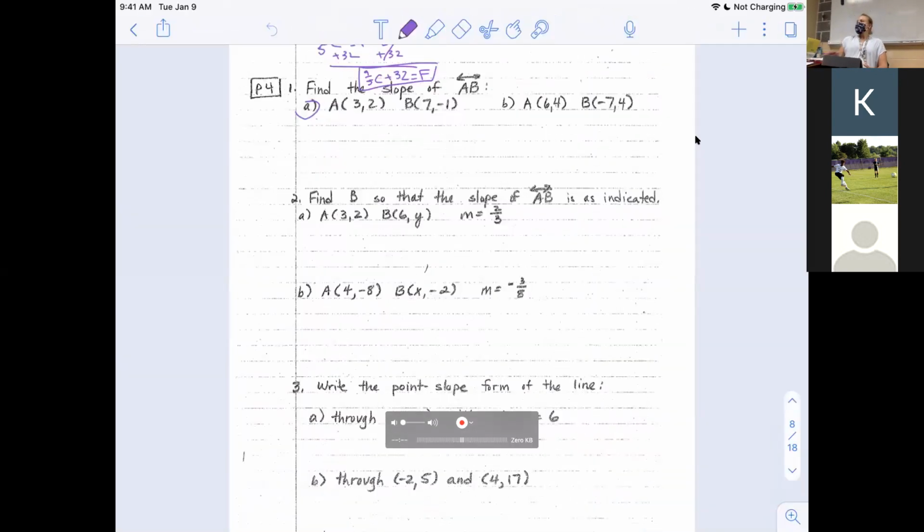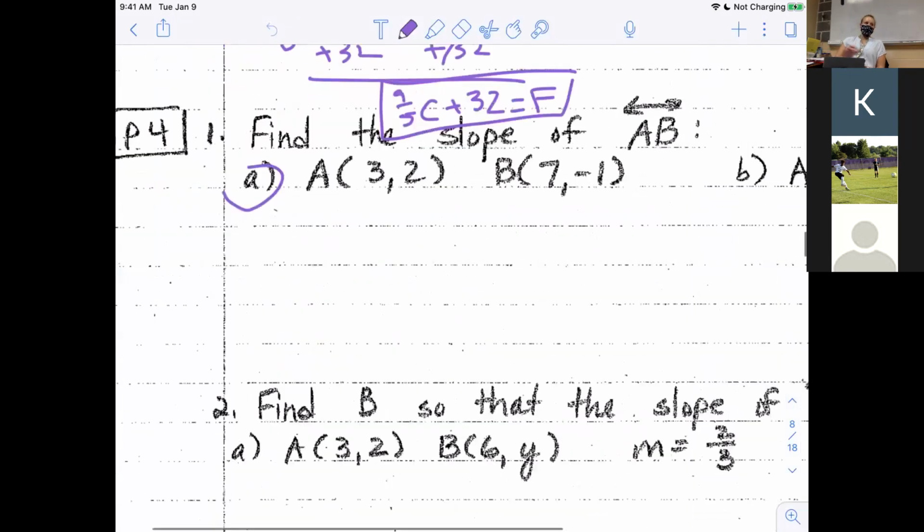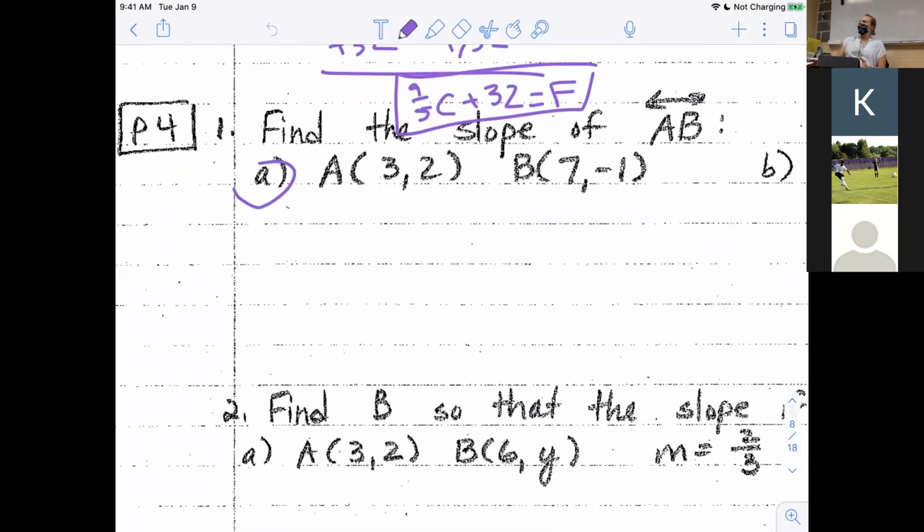Perfect. We are on P4 today, so we're going to see what we can do. Make sure if you're not actively eating or drinking, put your mask back on. I know it's the end of the day. I know it's been a long day, but let's be as fast as we can.